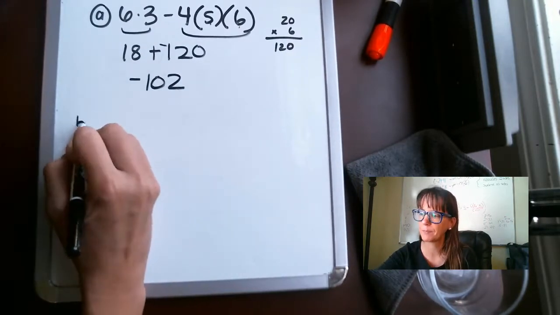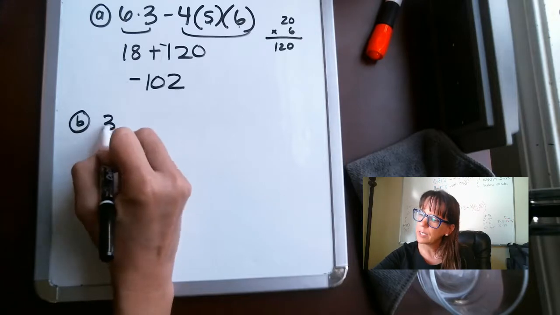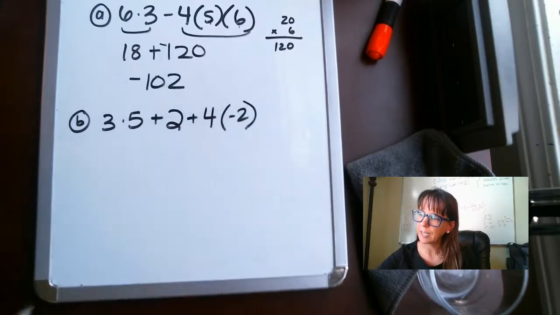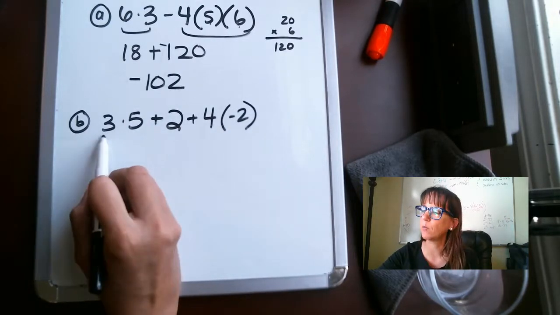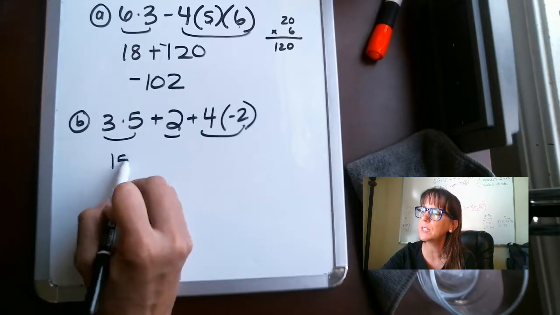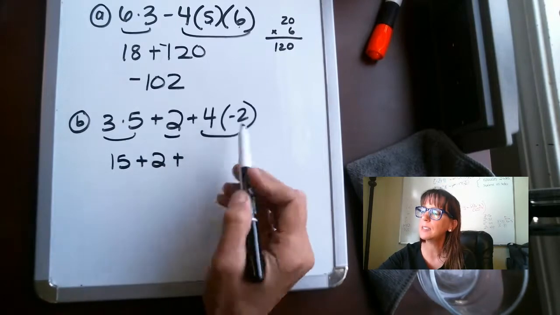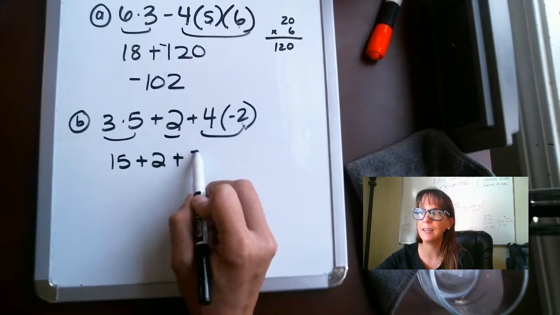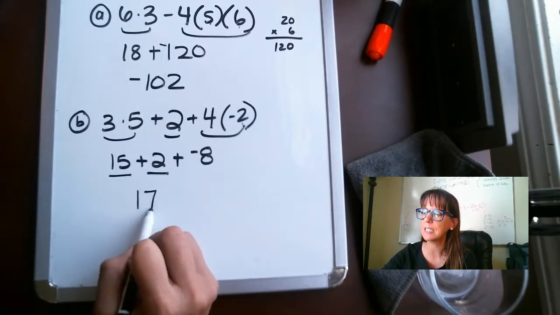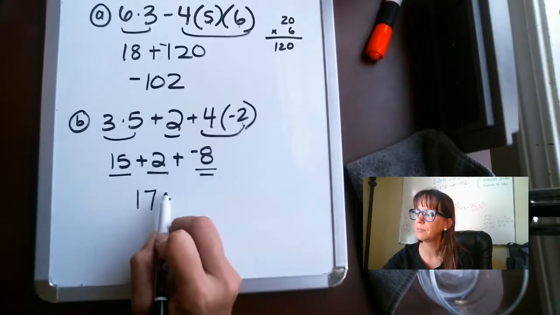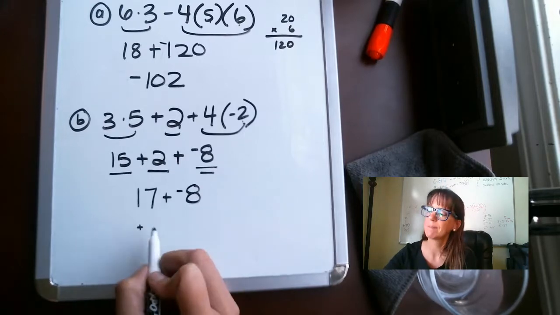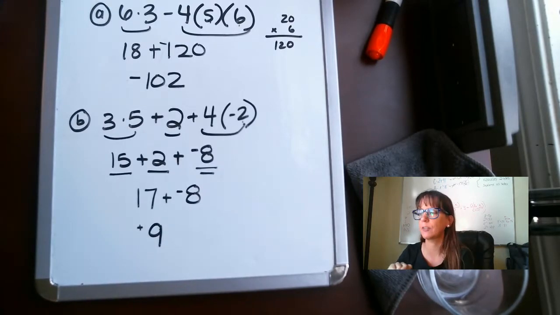All right, let's look at B. We have 3 times 5 plus 2 plus 4 times negative 2. How many chunks do we have here? We have 1, 2, and 3 chunks broken up by addition and subtraction. The first chunk we get 15 plus 2 plus 4 times negative 2 is going to be negative 8. Okay, let's add up our positive team here. We get 17. Our negative team here, we get negative 8. Which team is larger? Looks like our positive team is larger. By how many? 9. There are 9 more players on that team than the other team.